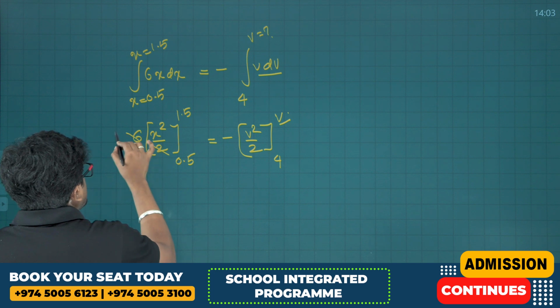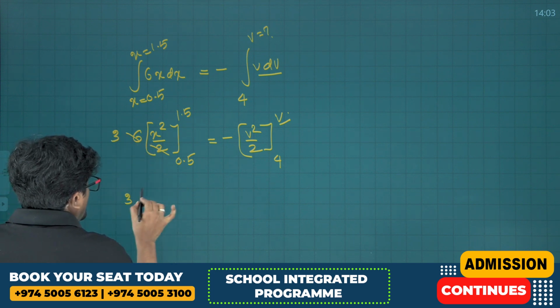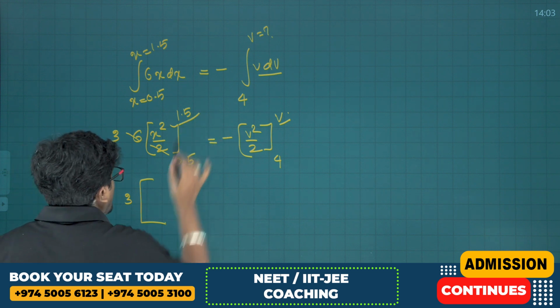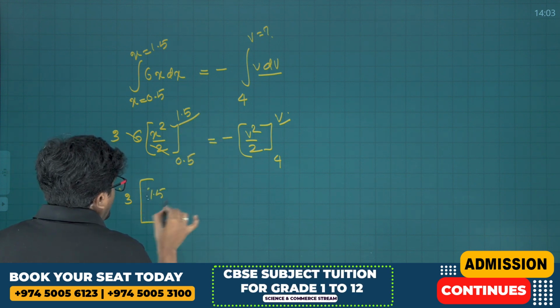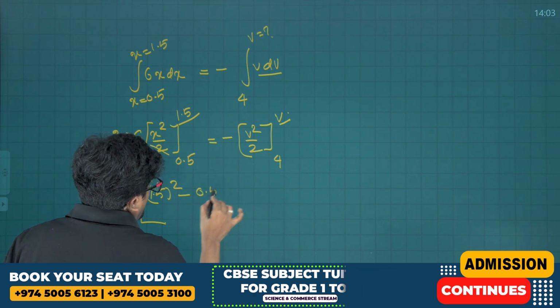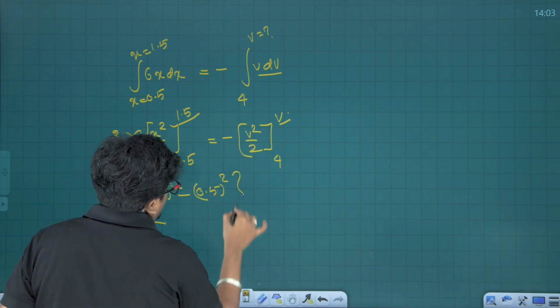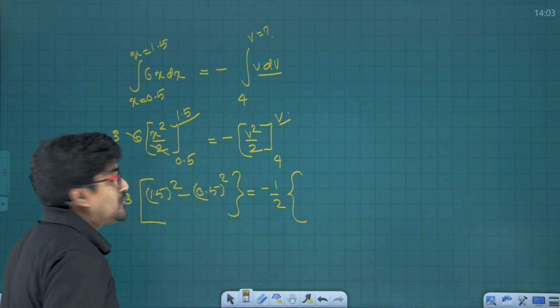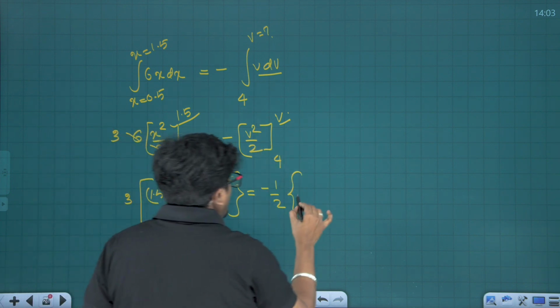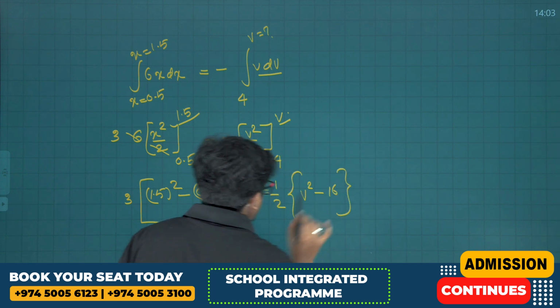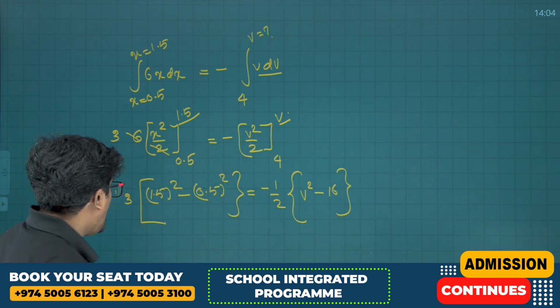So here this is going to be 3. So 3 into, while substituting the limit, here this is going to be what? 1.5 whole square minus lower limit 0.5 whole square. That is equal to minus of 1 by 2 into upper limit v square minus lower limit 4 square, that is 16. Okay.